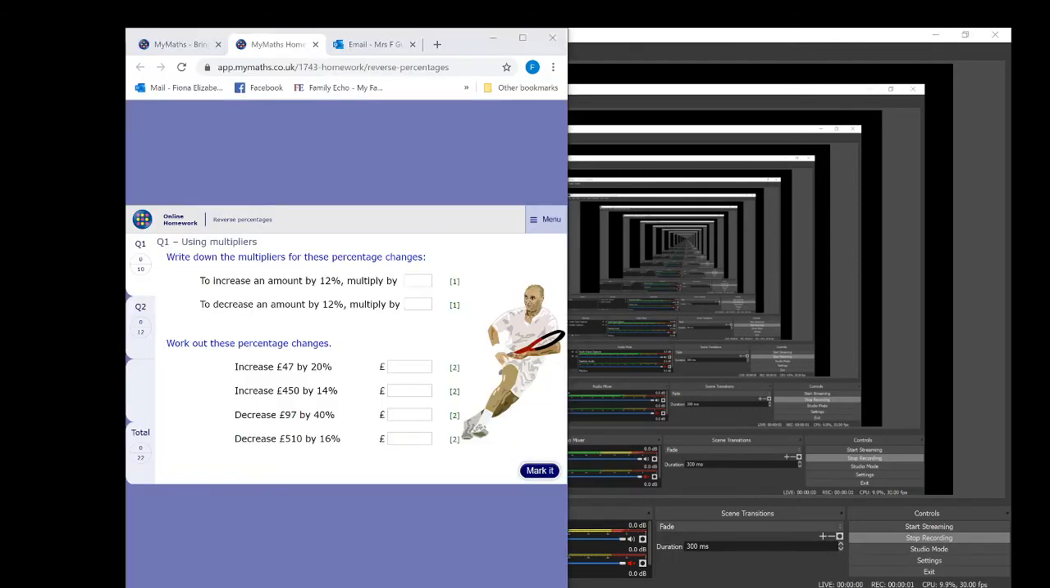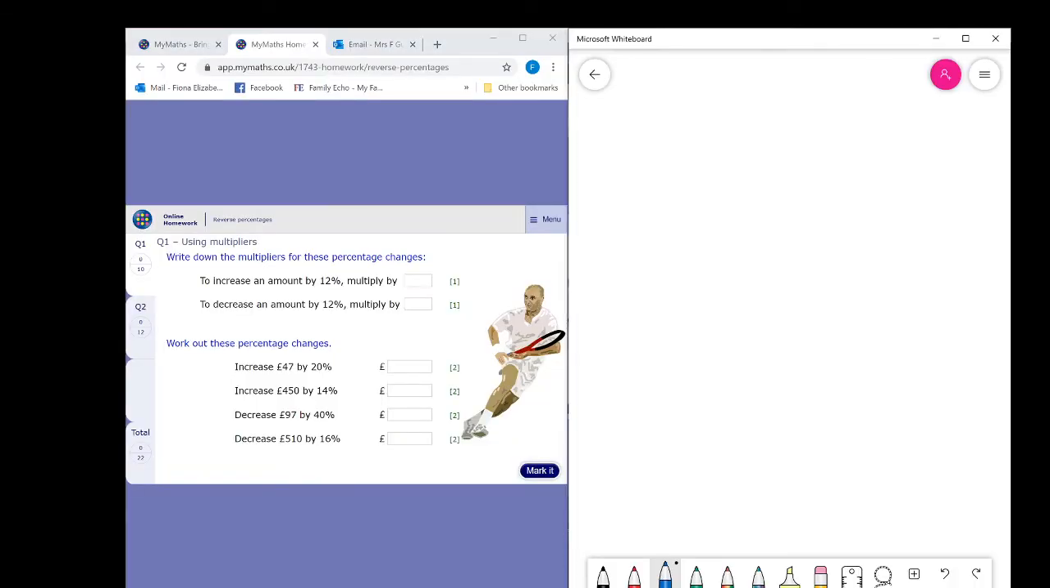Hello. So I believe some of you are having a bit of trouble with your reverse percentages homework. So I'm going to walk you through how to do it. Now I would have thought question 1 should have been straightforward because we've done lots of this in class.